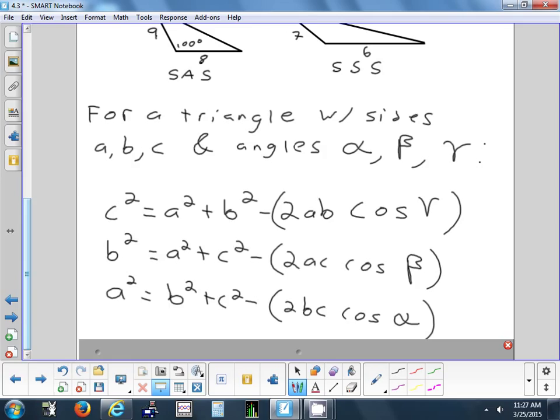Which one do you use? Well, it depends on what you want to find. If you have a problem where you know alpha to start with, you probably want to use the last version. If you're given beta to start with, I'd use the second one. Likewise, if you were given gamma, I'd start with the top one. Sometimes you have to do law of cosines problems in a certain order, sometimes you don't. I'll show you when you have to and when you don't.